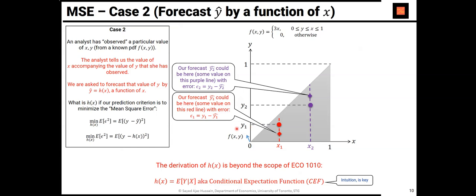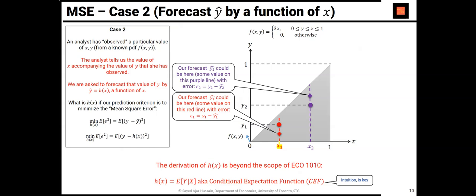Let's say my friend goes out and picks this particular x1 and y1. So she's picked the red dot. She sends us a message. She tells us what the value of x is. So in this particular instance, she tells us the value of x is x1. It's day one.